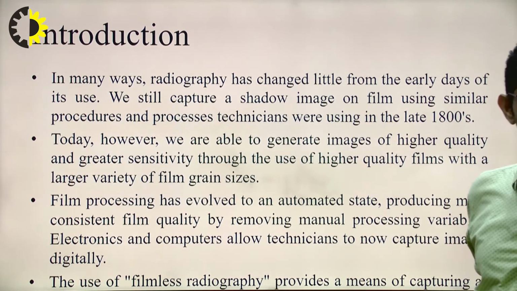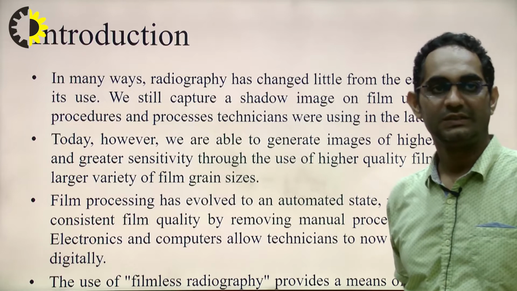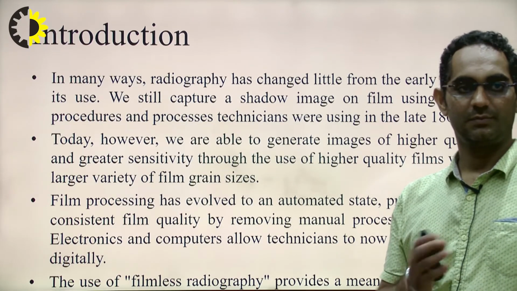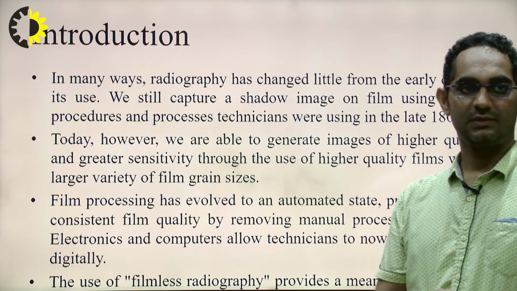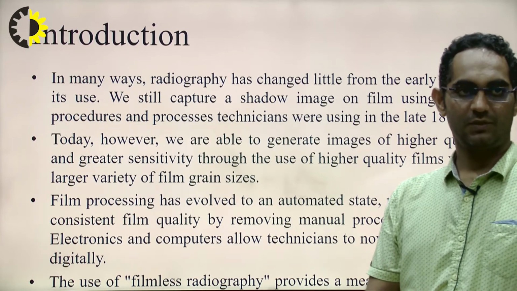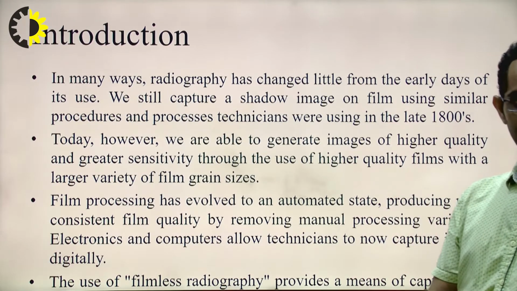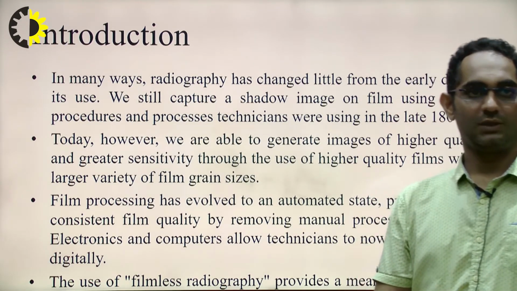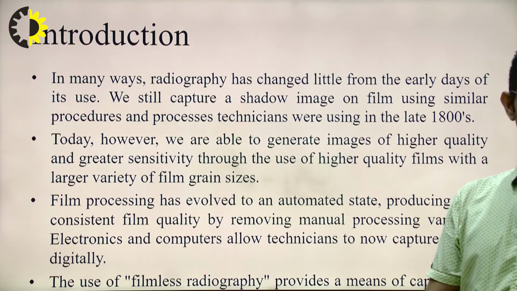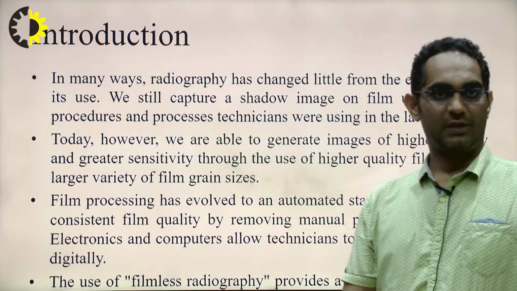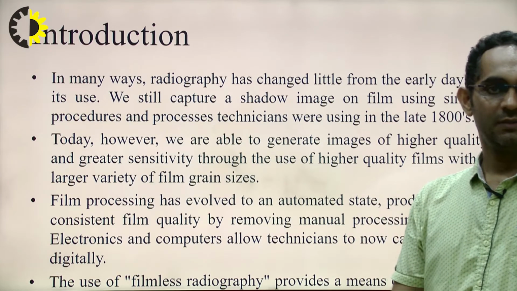Then next is the film processes. Film processing has evolved to an automated state. In the previous time, processing of film was done manually. Now it has been automated, producing more consistent film quality by removing manual processing variables.